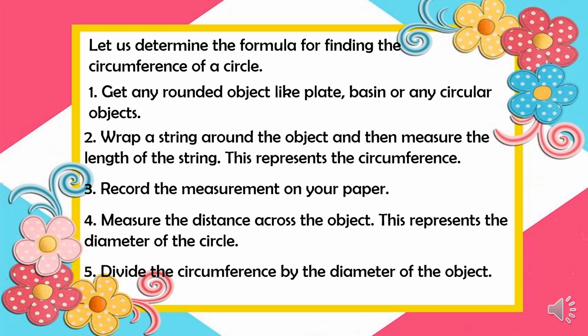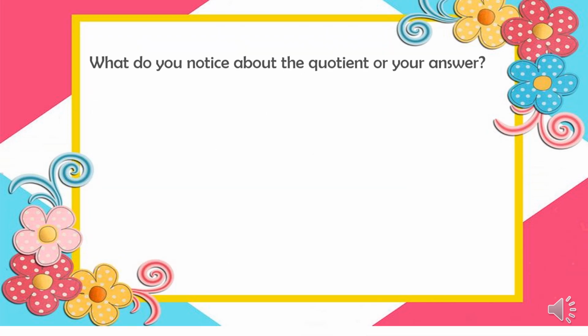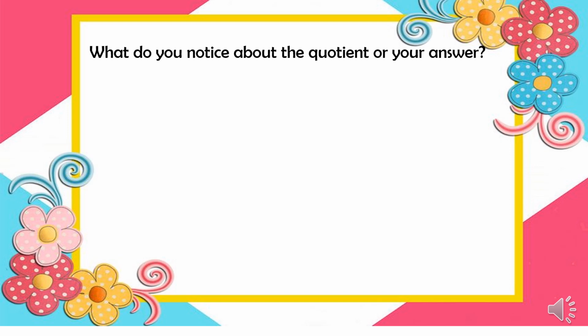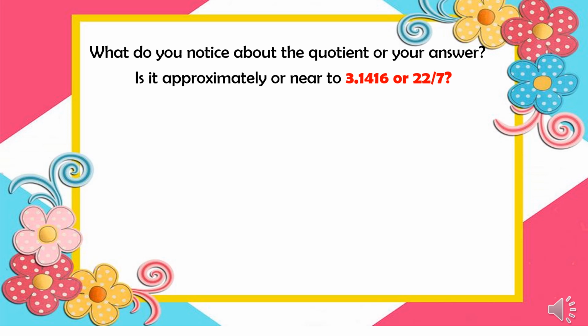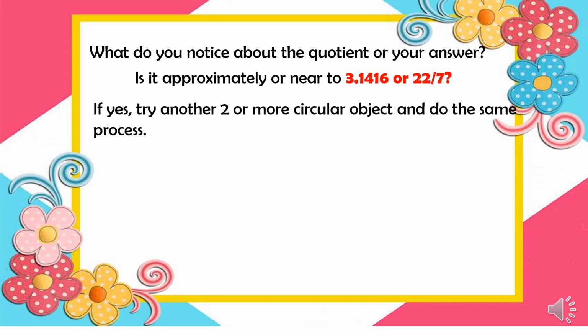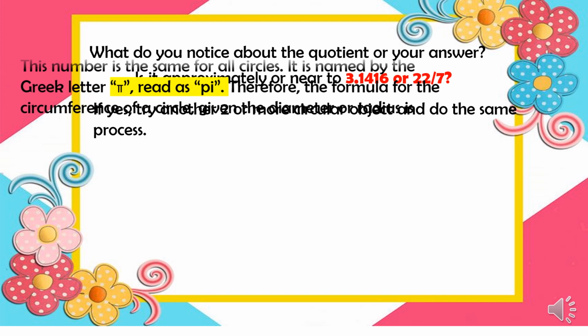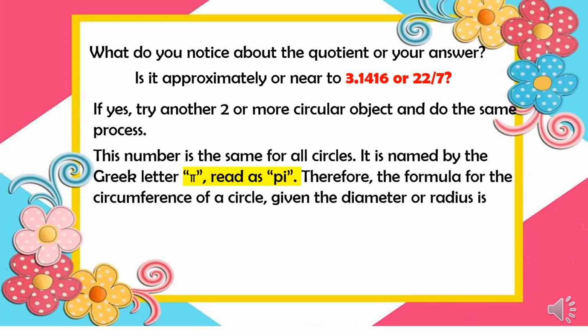And fifth, divide the circumference by the diameter of the object. What do you notice about the quotient of your answer? Is it approximately or near to 3.1416 or 22/7? If yes, try another two or more circular objects and do the same process. This number is the same for all circles. It is named by the Greek letter pi.